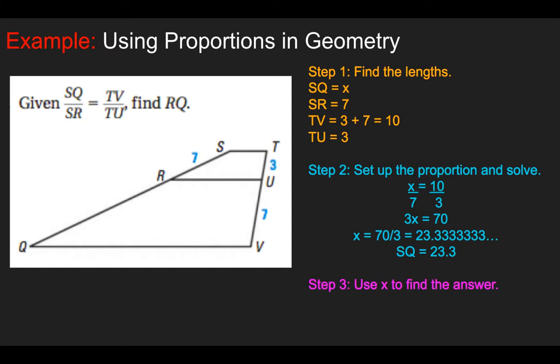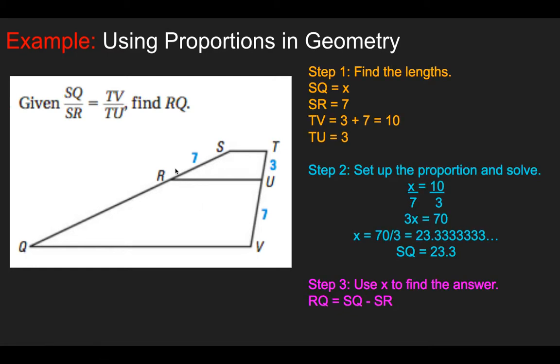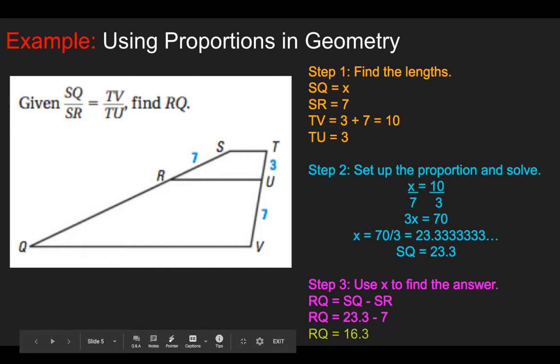Okay, so now let's use that value to find the answer. We're looking for only RQ. Well, we know that RQ, this side length, is the entire side length minus this portion. So RQ is SQ minus SR. Then just plug in what you know. SQ is 23.3. SR is 7, giving us RQ as 16.3.